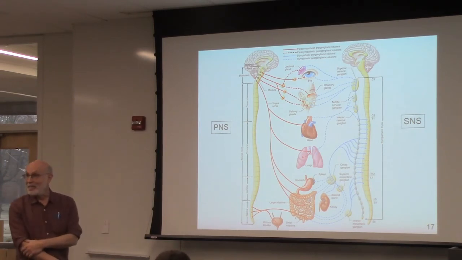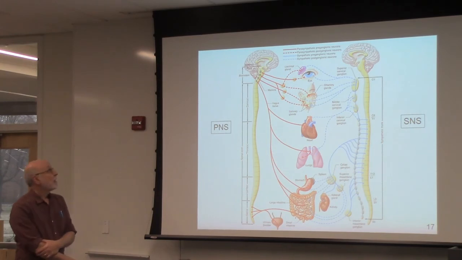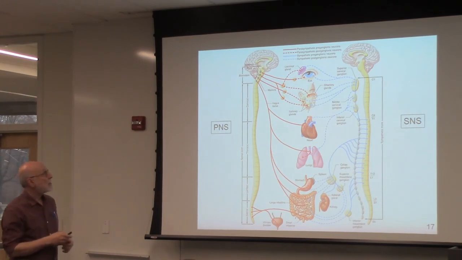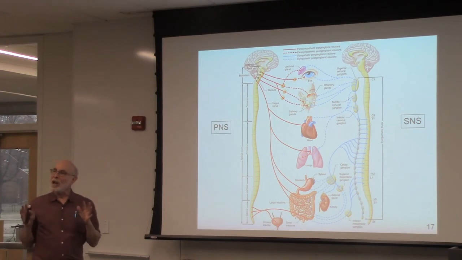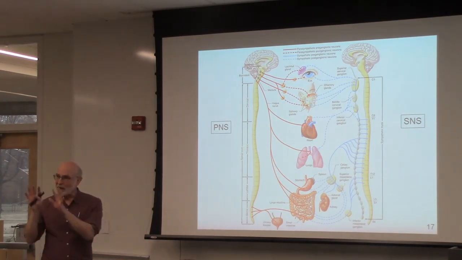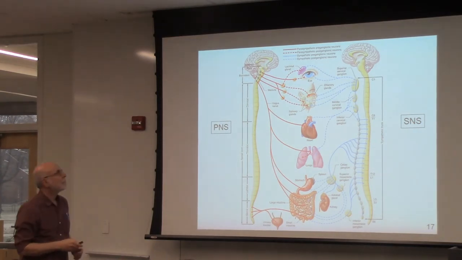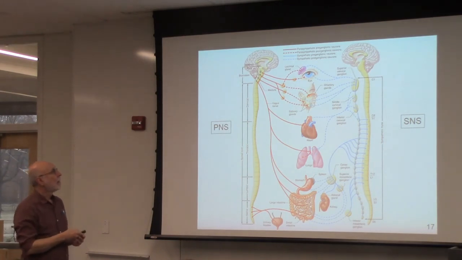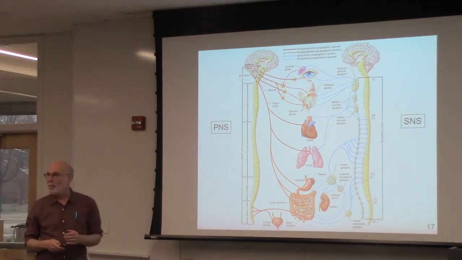Yes, Robin. What do the dashed lines mean in this diagram? The dashed lines, okay, so we're going to talk about preganglionic and postganglionic. Hold that thought. Dashed lines are postganglionic.